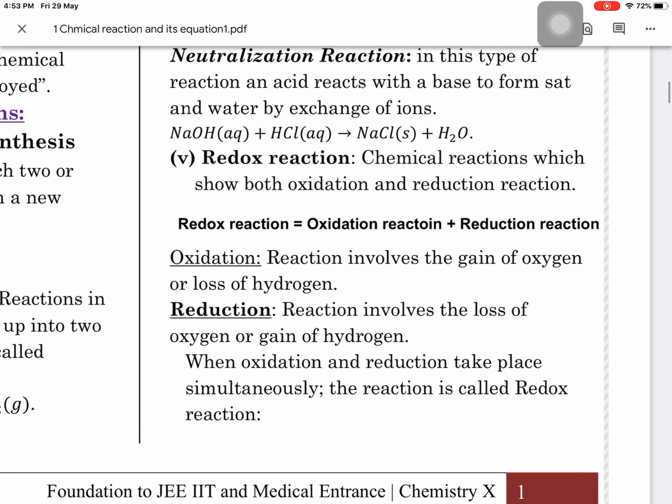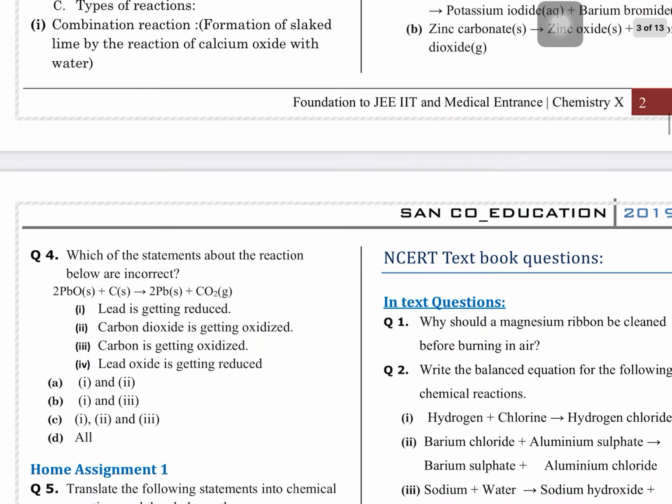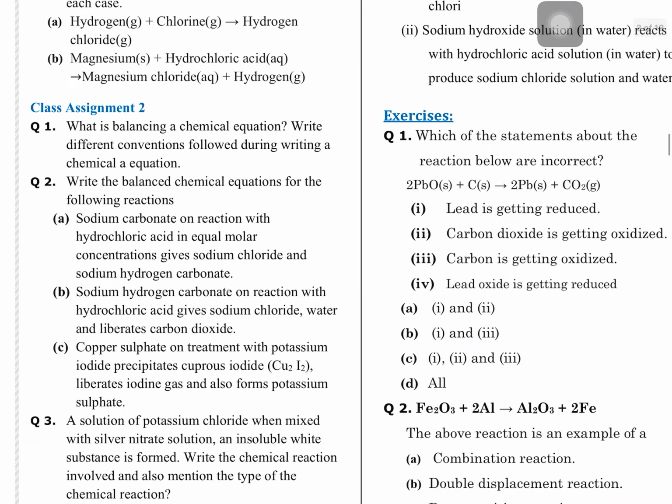So today you have seen the different types of chemical reactions. I hope you will solve questions on the basis of the type of chemical reaction and identify them. In the same aspect, the same text study, we can write further.